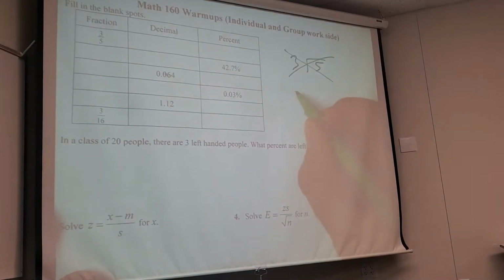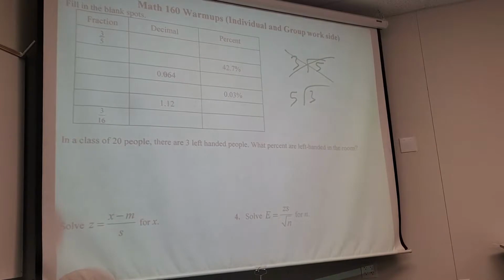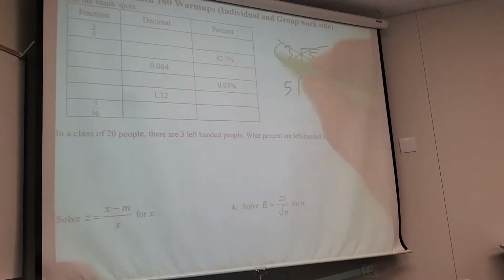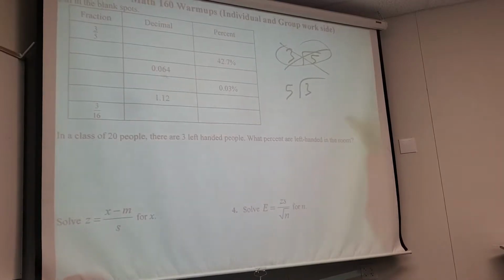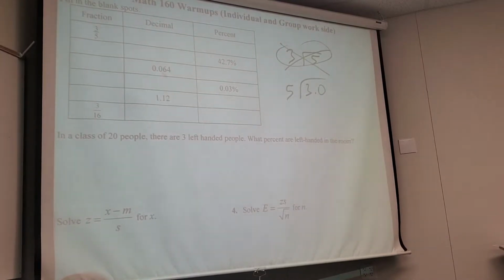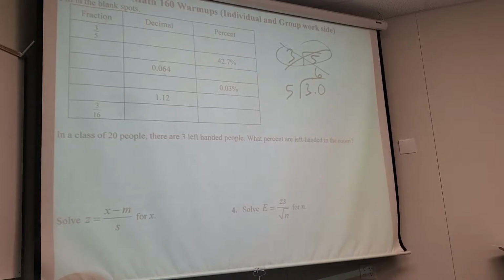So I could do 5 into 3, and of course, you could argue your brain does this because your brain goes, no, 5 don't go into 3. We're like, brain, shut up. We're past that. We know how to do this. So of course you get 0.6, right?